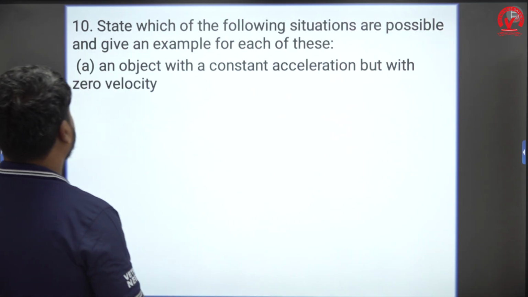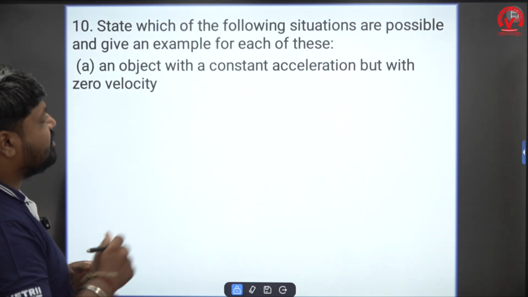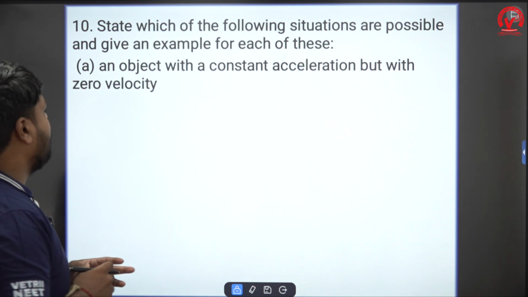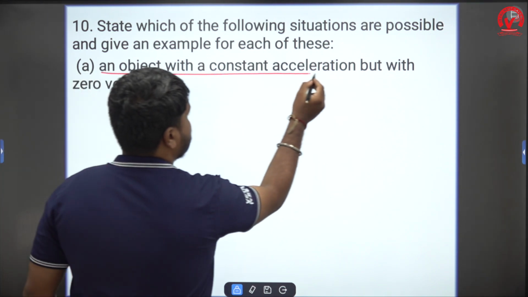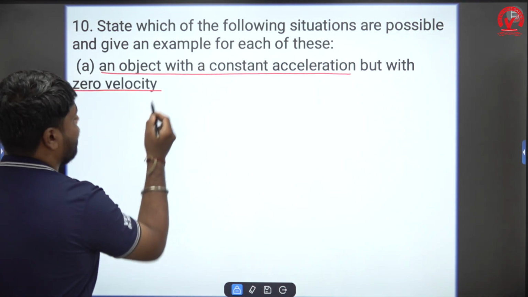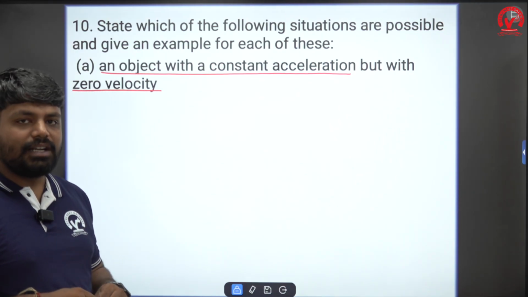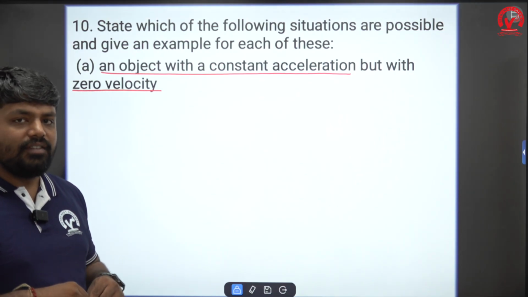Next question. State which of the following situations are possible and give an example for each of these. An object with a constant acceleration but with zero velocity. Whether it is possible?